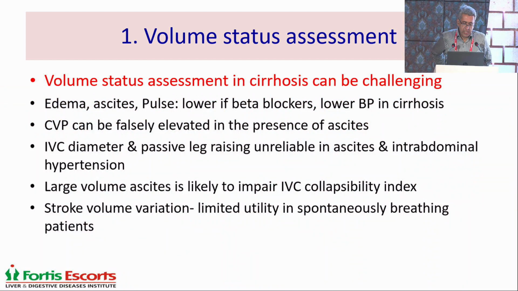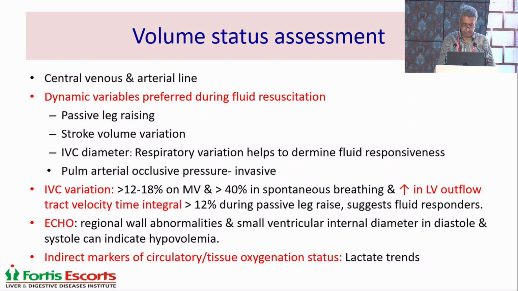Patients have edema, ascites, they may be on beta blockers and have a low pulse, and the BP will also be lower. The CVP can be falsely elevated in ascites, and tests like IVC diameter and passive leg raising may become unreliable if there is intra-abdominal hypertension and tense ascites. The large ascites is also going to impair the IVC collapsibility index, and the stroke volume variation may not be of any value if the patient is spontaneously breathing.